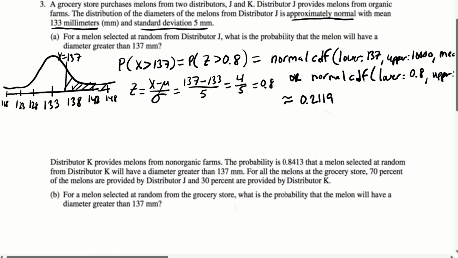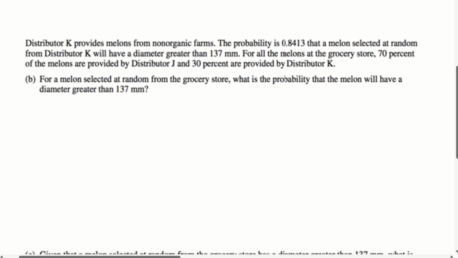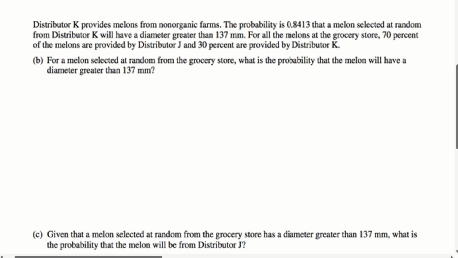Okay, so the next one: distributor K provides melons from non-organic farms. The probability is 0.8413 that a melon selected at random from distributor K will have a diameter greater than 137. For all the melons at the grocery store, 70% of the melons are provided by distributor J, and 30% are provided by distributor K.